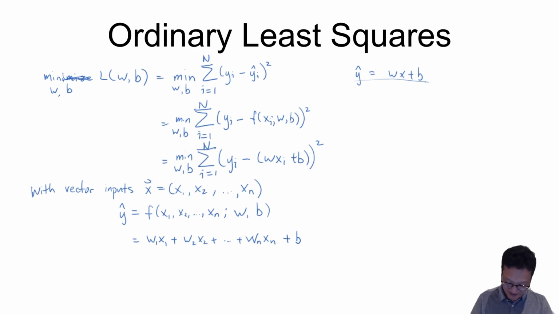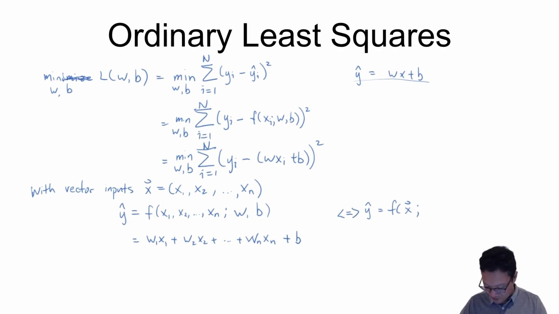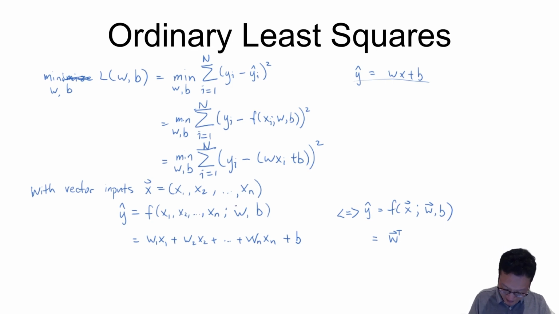But we can actually write this more compactly using vector notation. So y hat equals f of x vector with w and b, and that equals w transpose x. Here w needs to be a vector as well, so w vector transpose x vector. This is just the inner product, and that expands out to this sum here, plus b.